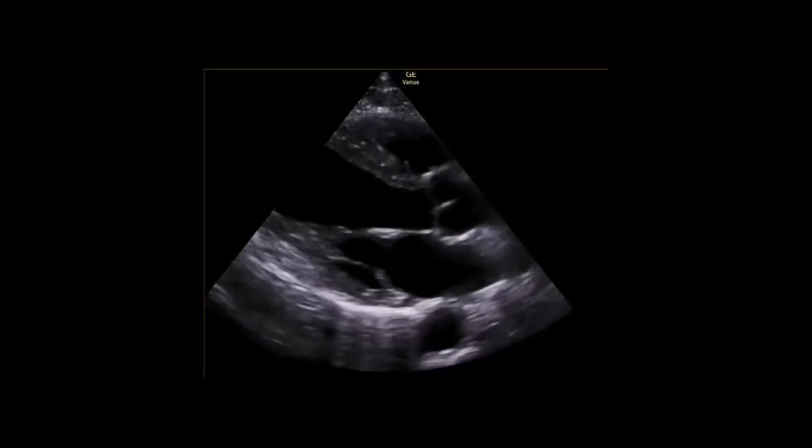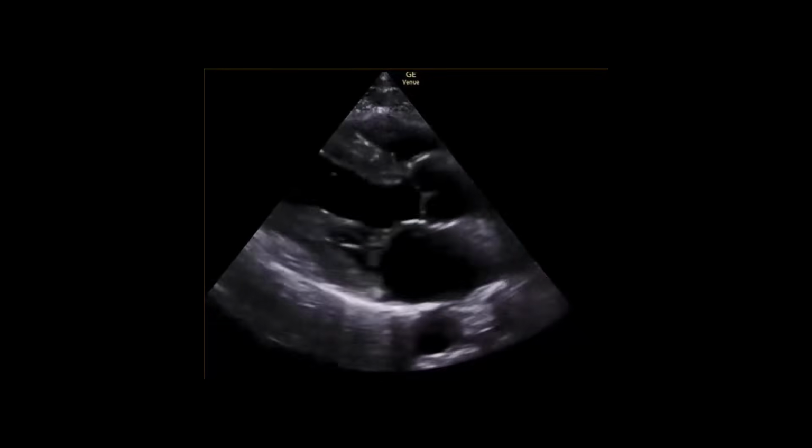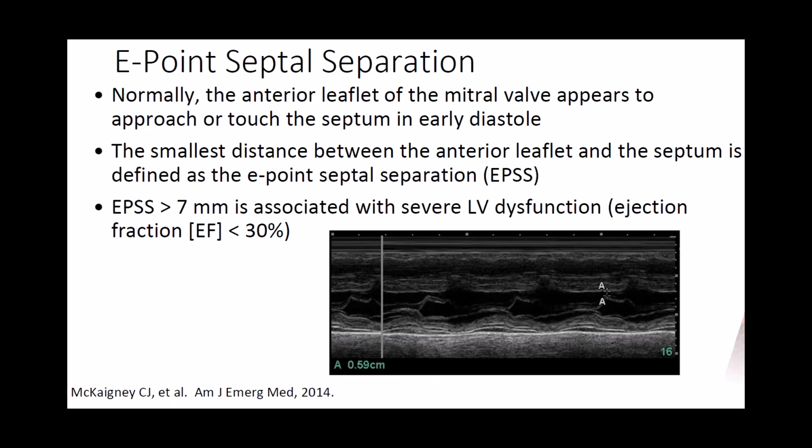So E-point septal separation is actually an important method of measurement of LV systolic function. Not necessarily that you are measuring it on the screen, but it's important to eyeball the anterior leaflet of the mitral valve and see whether it can come up and touch the septum or approach the septum. But if you think that the anterior leaflet of the mitral valve is no way near the septum, then you think about severe impairment of LV systolic function.